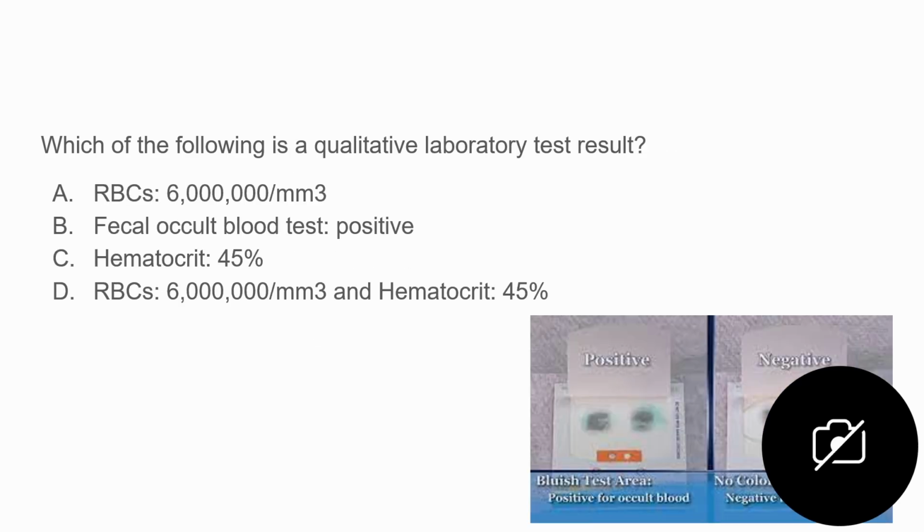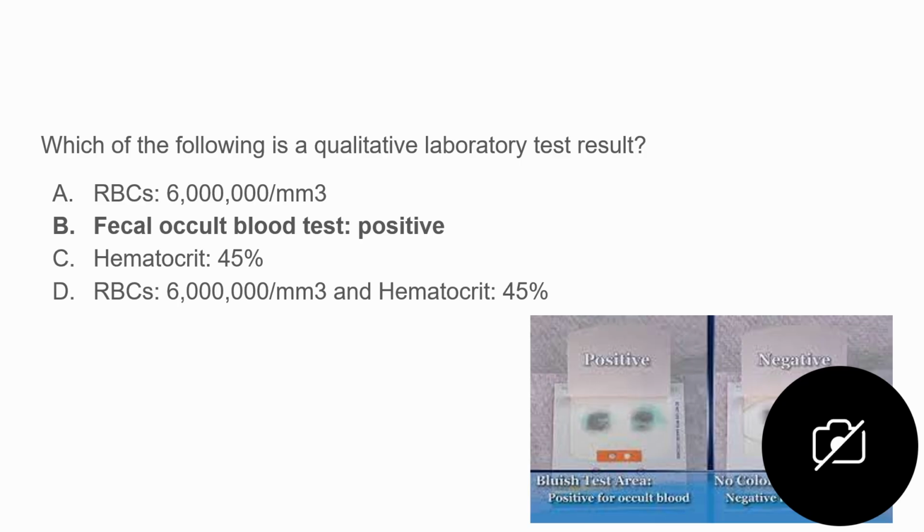So, quantitative versus qualitative laboratory results. Which of the following would be a qualitative lab result? Well, three of these questions have numeric values. One of them is just yes and no. And if you can figure it out, that would be B, fecal occult blood test, positive or negative.